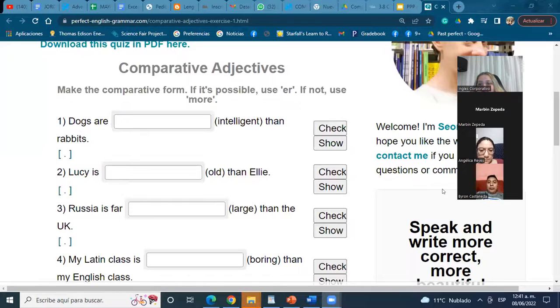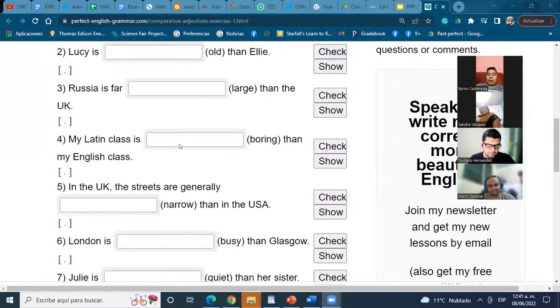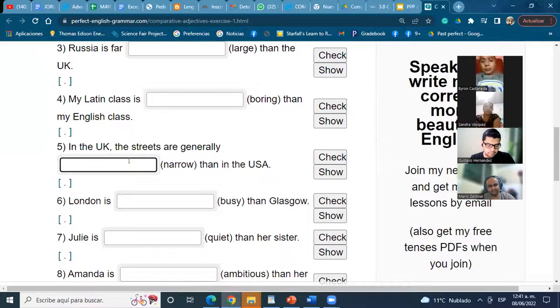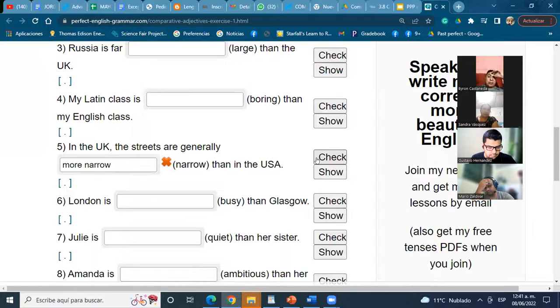Okay, well, we can check quickly. How was the exercise? Easy? So-so? You don't know? All right. Easy, okay. Very easy. That is perfect. Look, guys, the correct answer here is more narrow, okay? This exercise, this page, is British English. And this grammar point is different in British English than it is in American English. So look, it says incorrect, but it is correct in American English, okay? So it is more narrow.